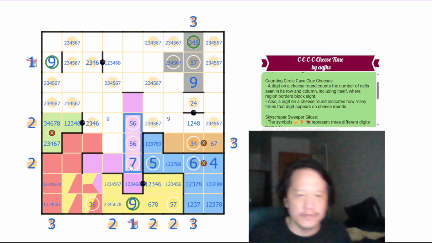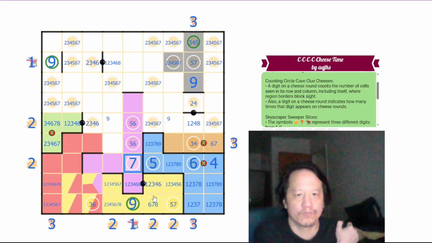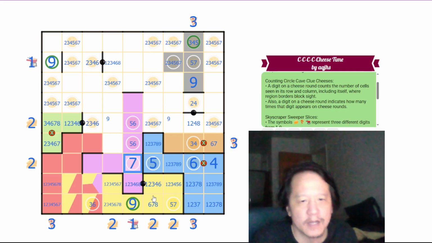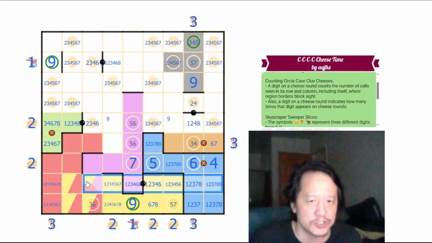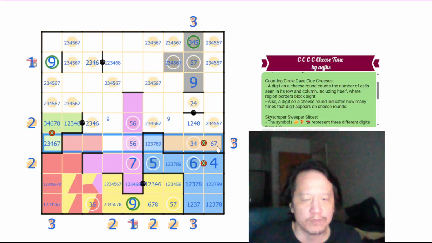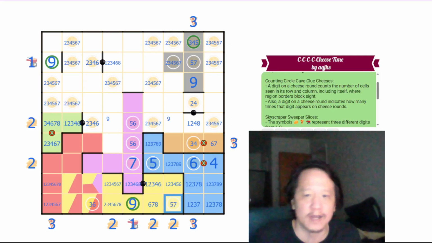So we have 5, 6, 7 there. Aha. I see it. So if we try to have this be 5 and this be 3 as red, the problem is we don't have a 7 in row 9 in a cheese circle. We don't have a 7 in row 8 in a cheese circle. And we don't have a 7 in row 6 as a cheese circle. So there would not be enough 7s to be in all the circles. So this cannot be 5 and 3 there.